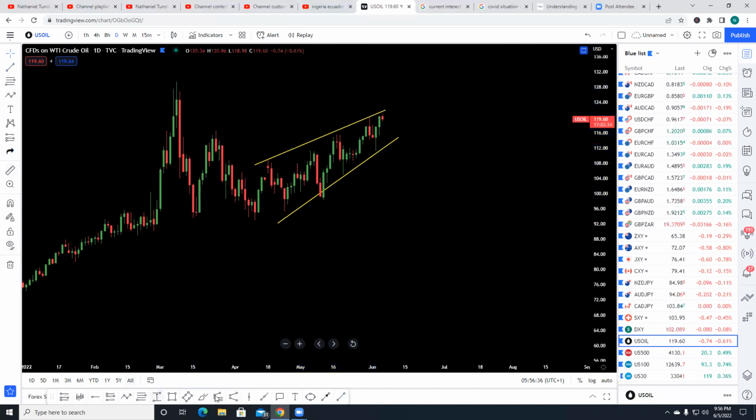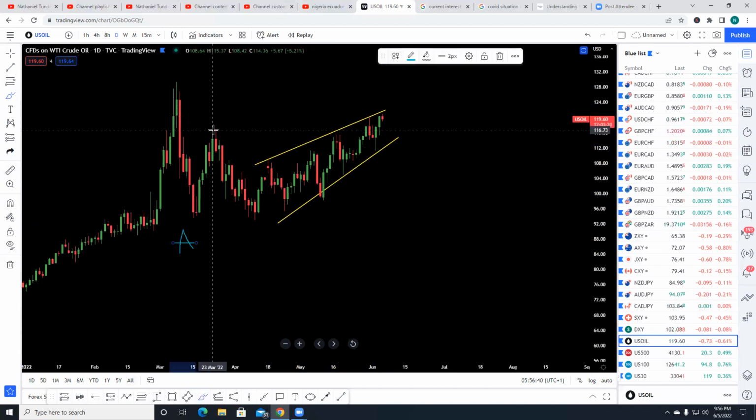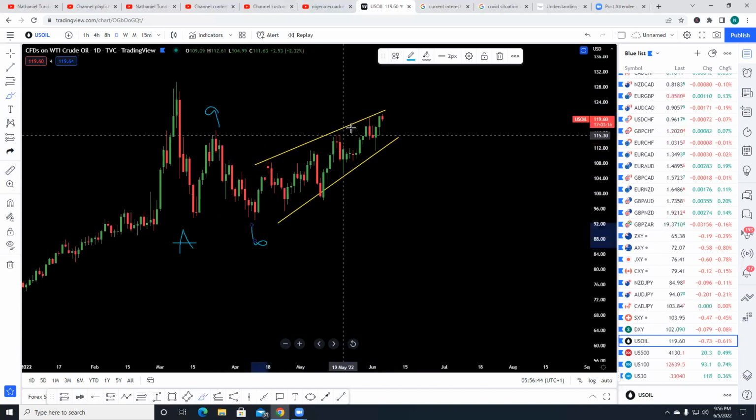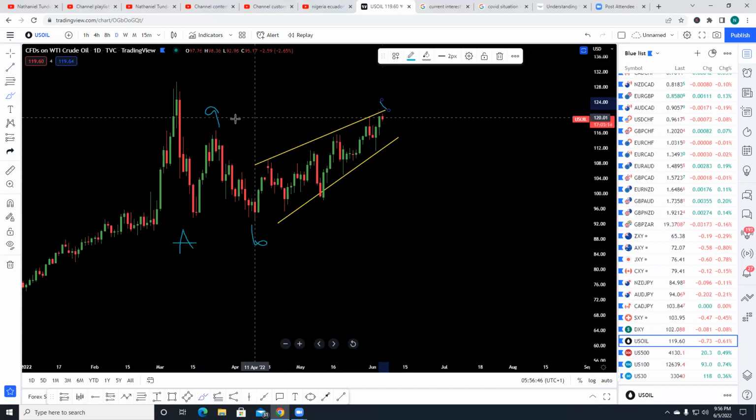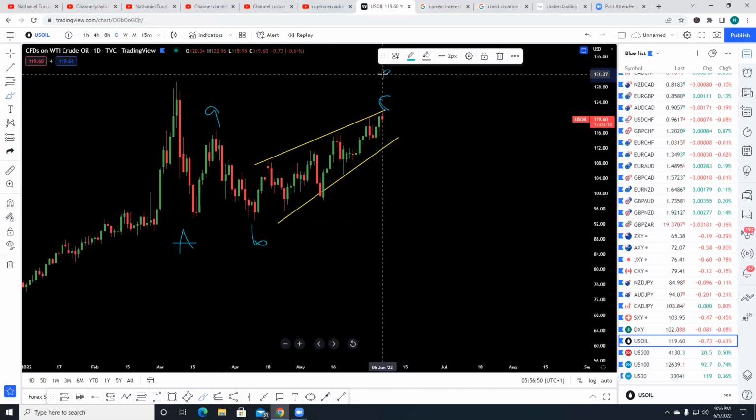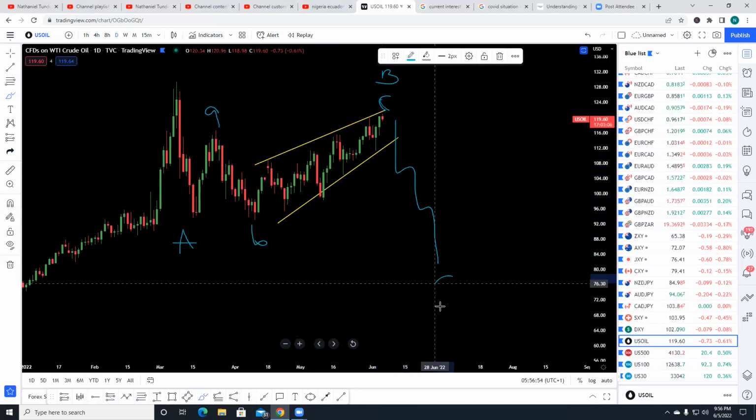Look at it very well. This is wave A, it's an impulse. This is small A, small B, small C, and then this A, B, C now becomes wave B. Okay, and we need this one to go down here for wave C.